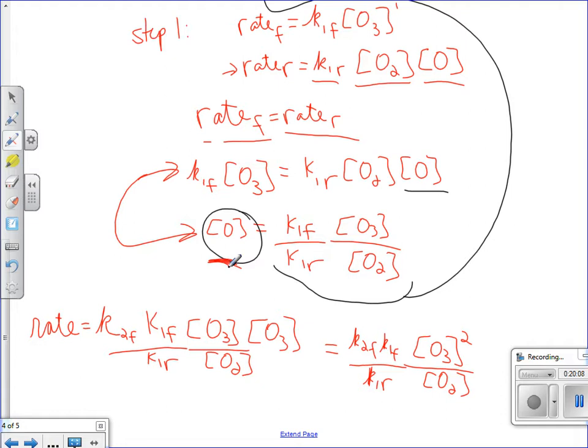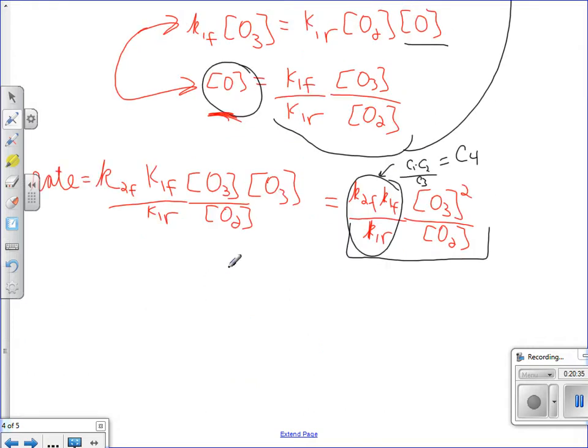Now, you have a choice. You can leave this rate law as is, showing all of these K's, the K2F, K1F over K1R. Or, note, these are all just constants. We have a constant times a constant. They're different constants over another constant. And if I have three constants mathematically multiplied or divided, it's just some constant.